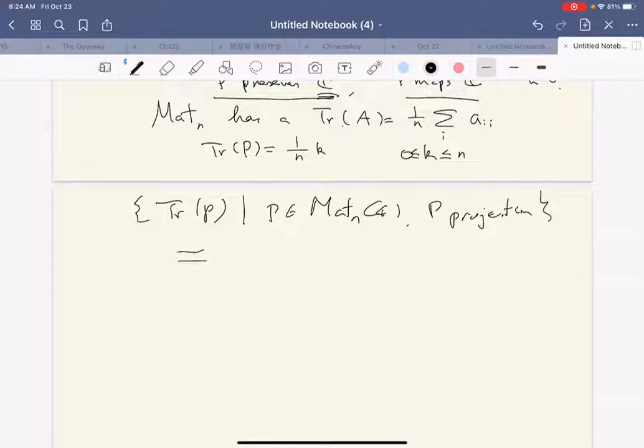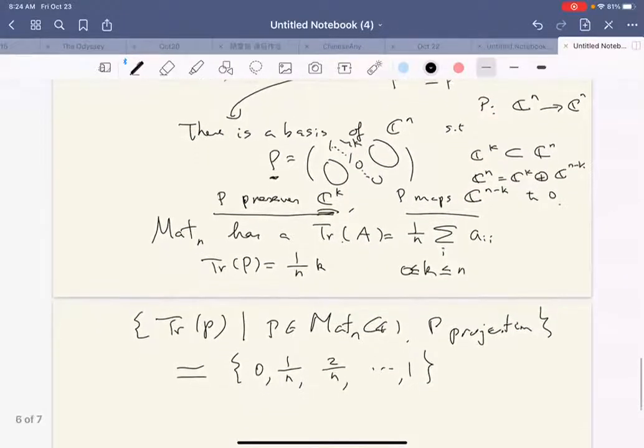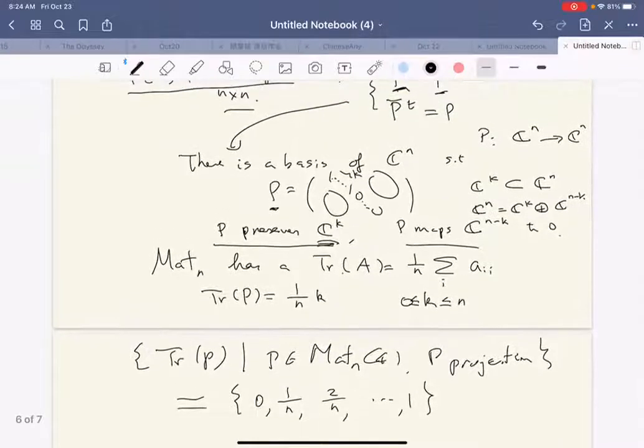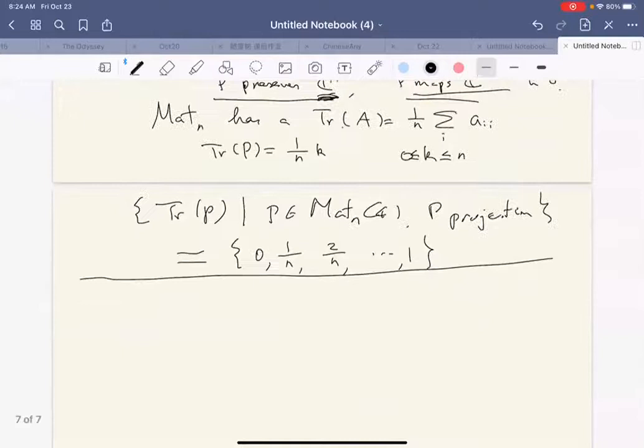Let's look at this set. This set is 0, 1 over n, 2 over n, and 1, all the way up to 1. This is the set here. I'm writing down this very elementary thing, and I hope it's all clear from linear algebra. A projection has a space that's preserved, a k-dimensional subspace, so the trace of the projection is always k over n. It's a discrete set. Now, in contrast with this, the following fact is interesting.